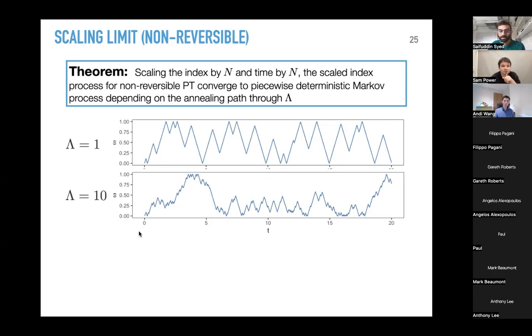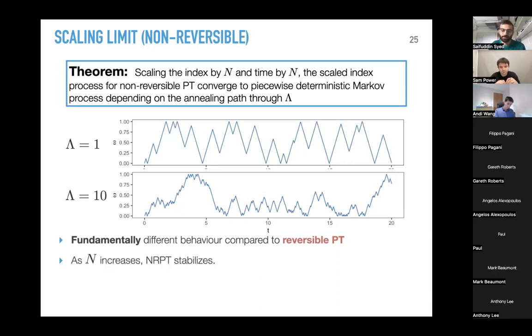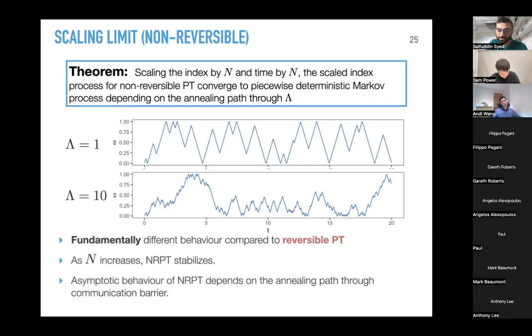So the harder the problem, when lambda is large, the more reflections occur, but locally it's always going to be linear. So it's actually fundamentally different. Even though it's a two-line algorithmic change, non-reversible PT behaves fundamentally differently than its reversible counterpart. And as n increases, because we were scaling the time by a factor of n rather than n squared, non-reversible PT actually stabilizes, whereas reversible PT deteriorates. Also, because of this dependence on lambda, there's hope that we can manipulate this quantity in some way to do something.